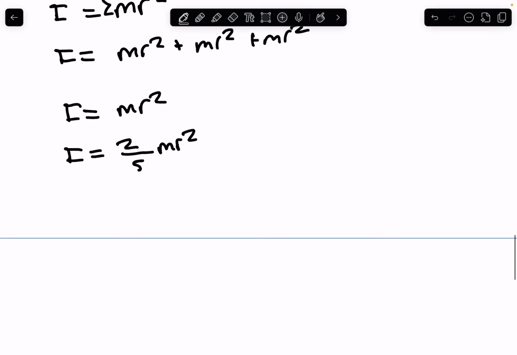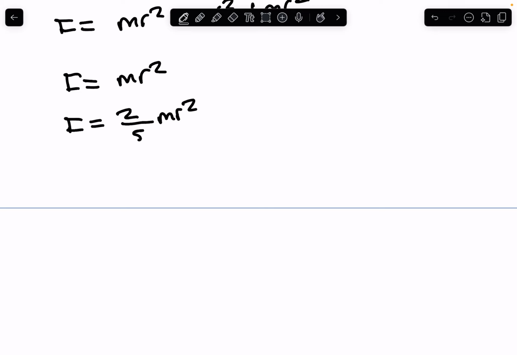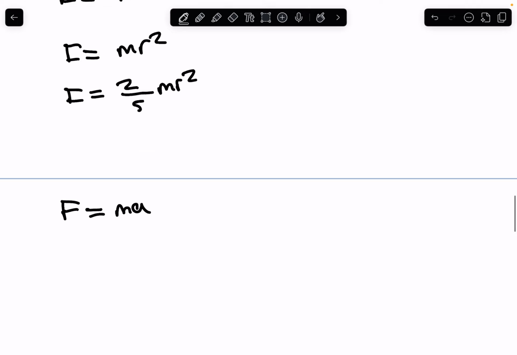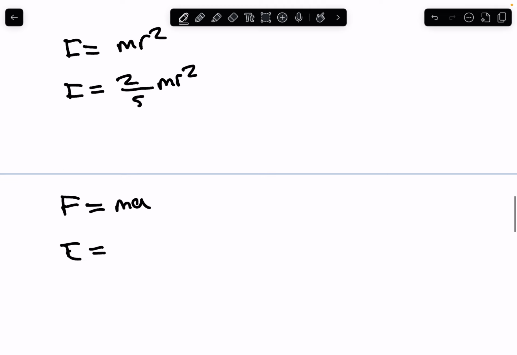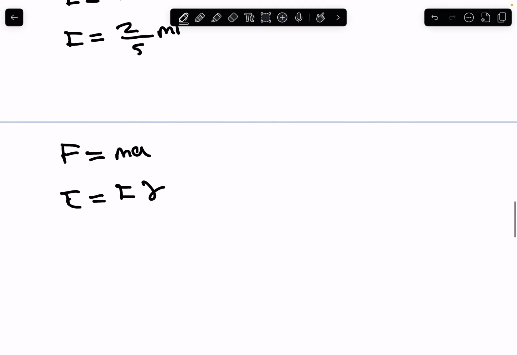Now let's talk about Newton's laws. We know that force is equal to mass multiplied by acceleration, right? And we know that force in the rotational world is torque, and mass is the moment of inertia, and acceleration is alpha, the angular acceleration. Now we have an equation: torque equals I alpha.